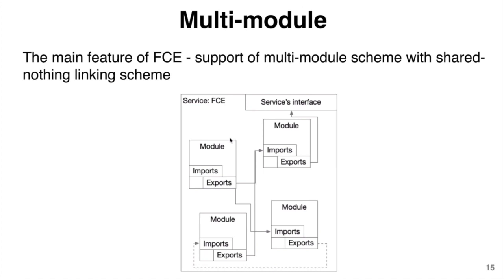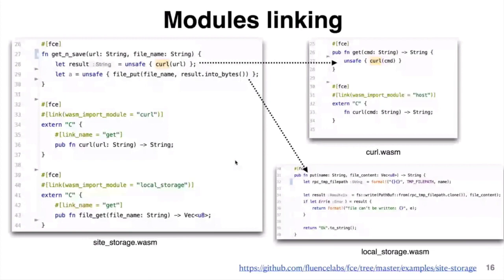The next one is shared everything. With this type, you can link, for example, access the module's memory, the module's table, and some other components. So you can share everything in the module. Now we support only shared nothing because it is one of the most useful, because of encapsulation. But how does it look from the code view?